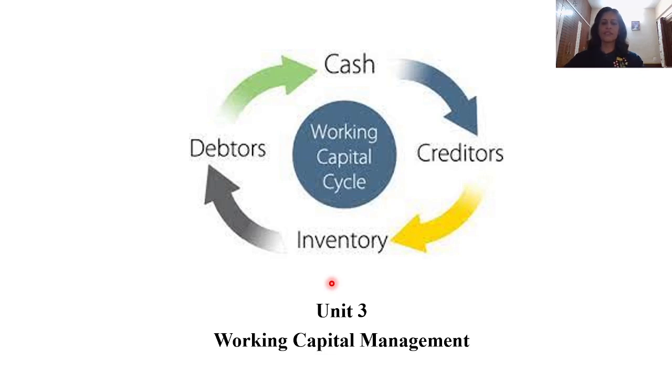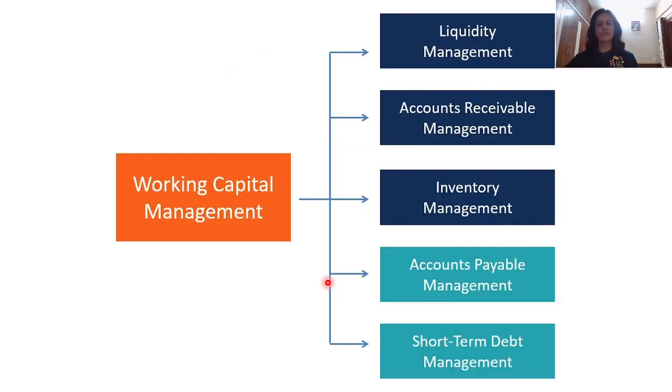So today we will understand working capital management. Now what exactly is working capital management? This covers 5 things: liquidity management, accounts receivable management, inventory management, accounts payable management, and short-term debt management. The short-term debt management means outstanding expenses.